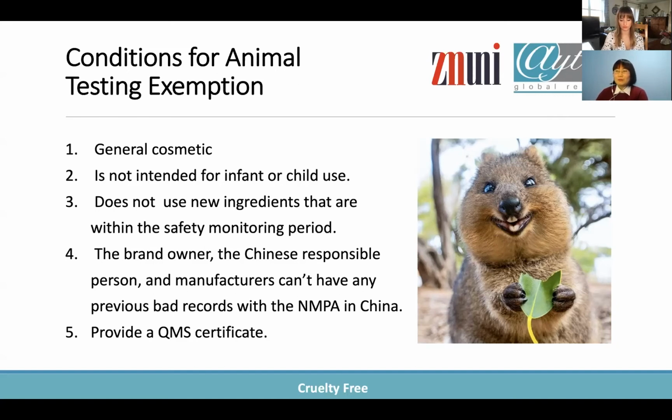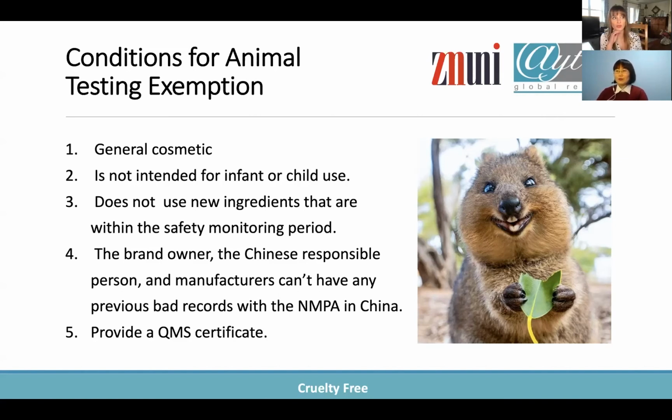animal testing exemption. The last one is important: to provide a QMS certificate from the government department that is equivalent to the Chinese NMPA. I want to say that currently there is a problem providing the correct government department to issue QMS certificates for UK brands. I think we still have the discussion right now, but we hope it can be solved soon. So the British cosmetic company can avoid animal testing and enter the Chinese market faster.